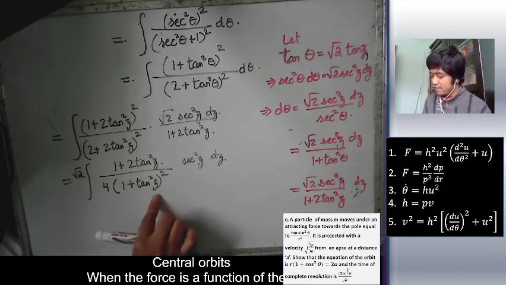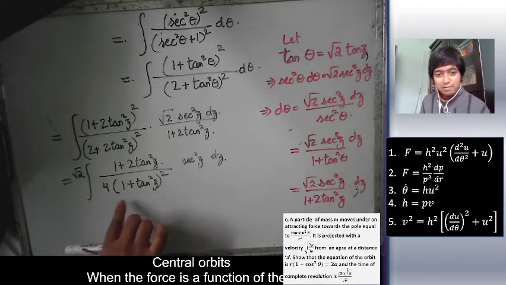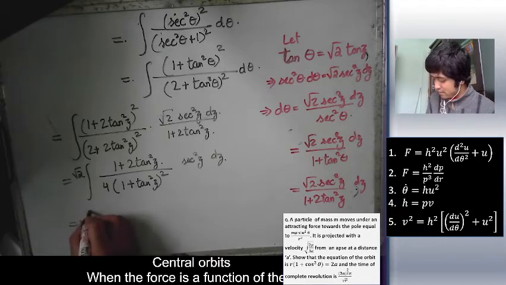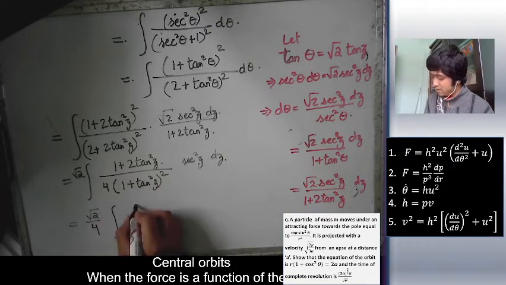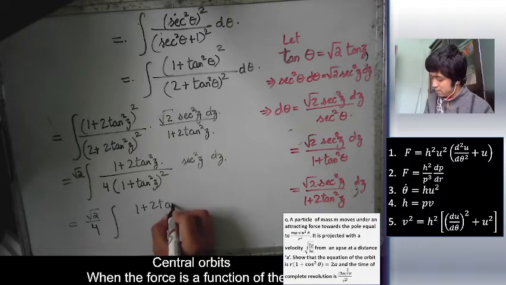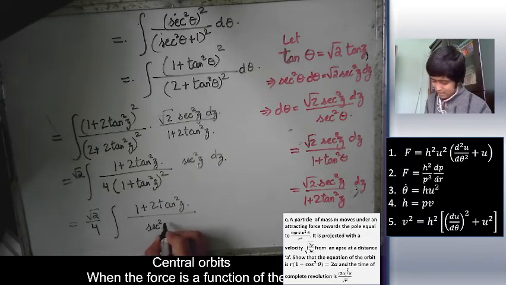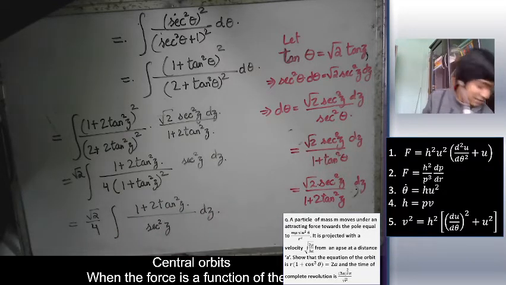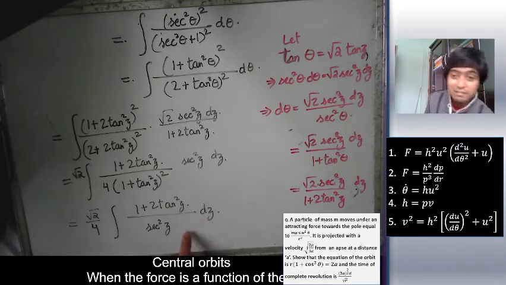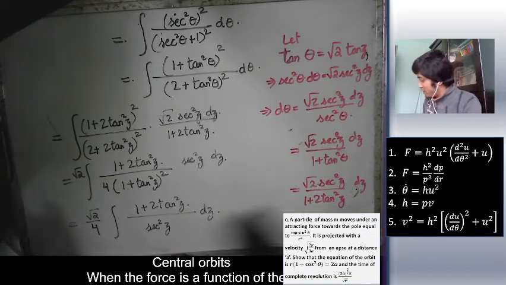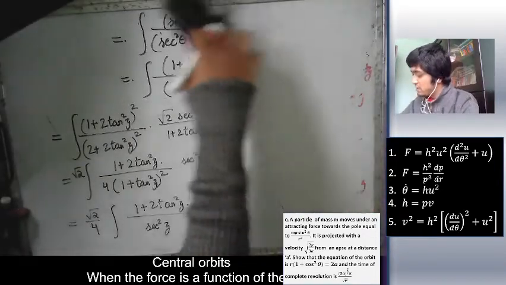But again, 1 plus tan square is equal to sec square. So you can cancel one of them over here. So you will be left with this. It is actually a very long integration. But if you are familiar with the theory of integration, you won't be having a problem with this central orbits.